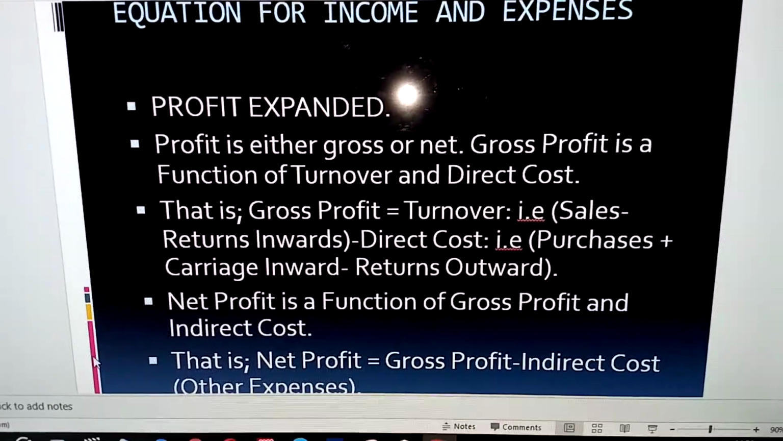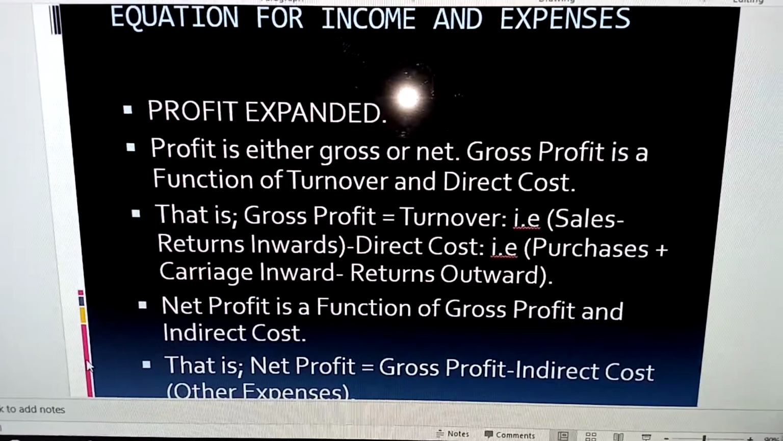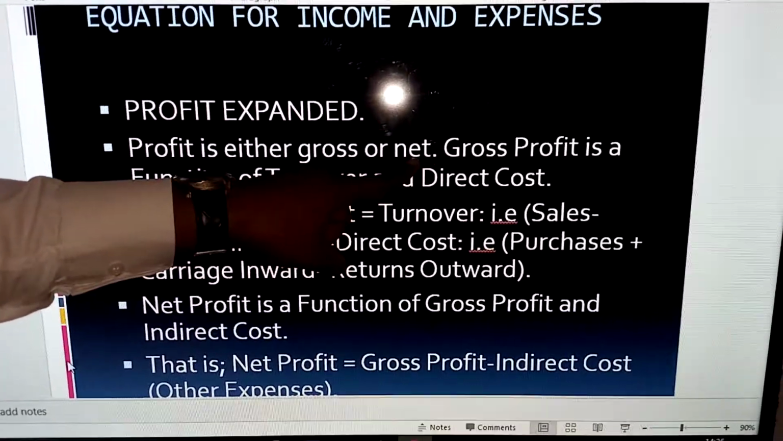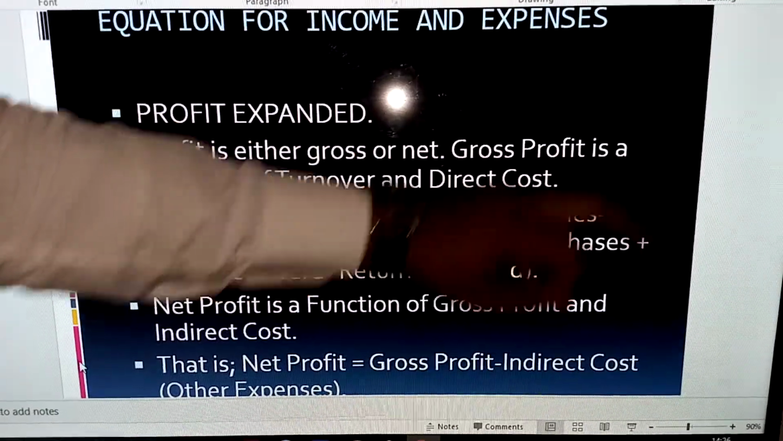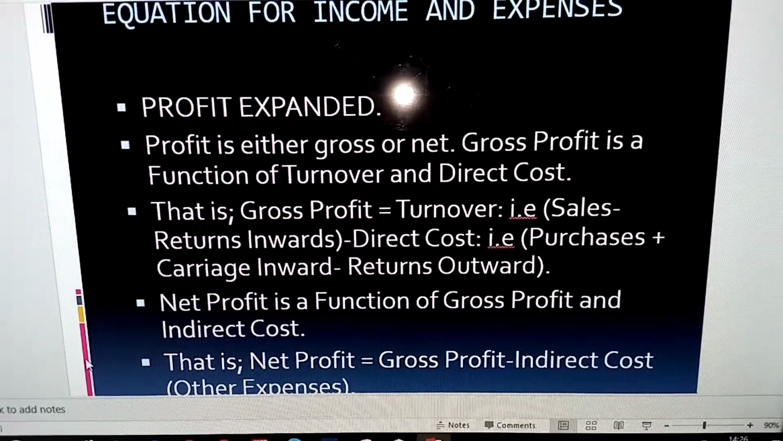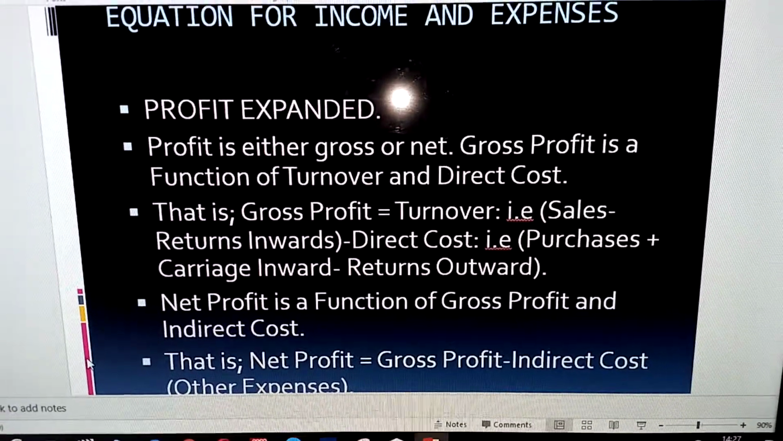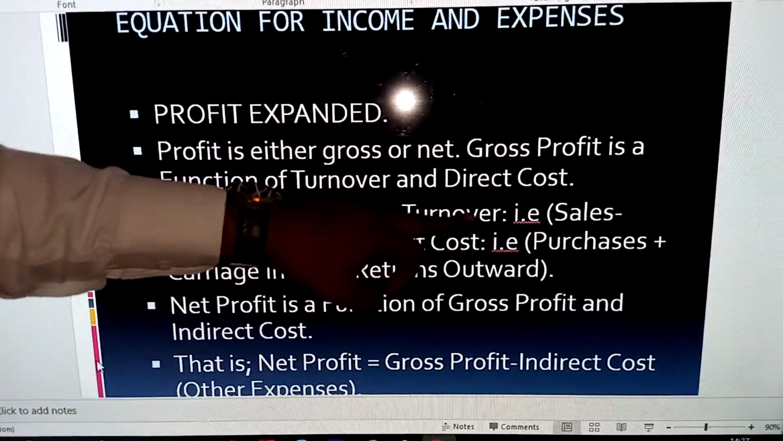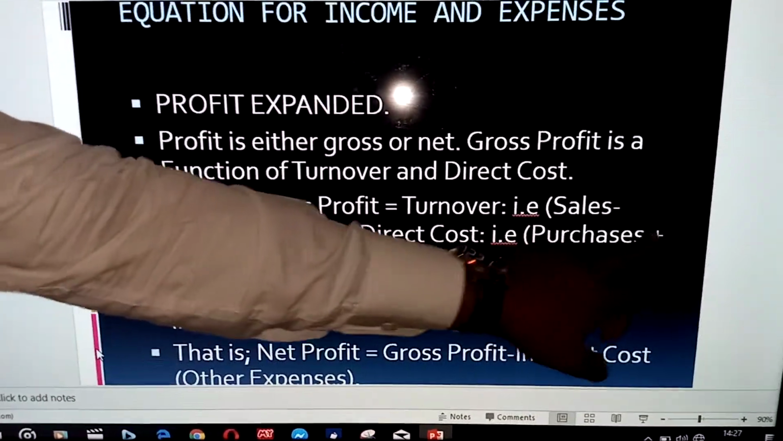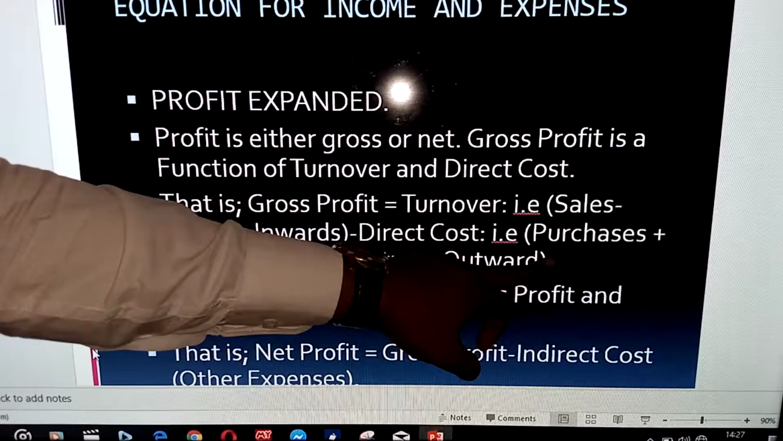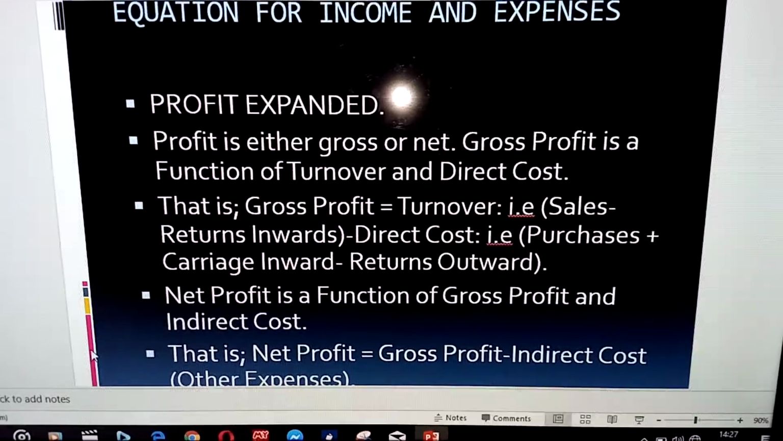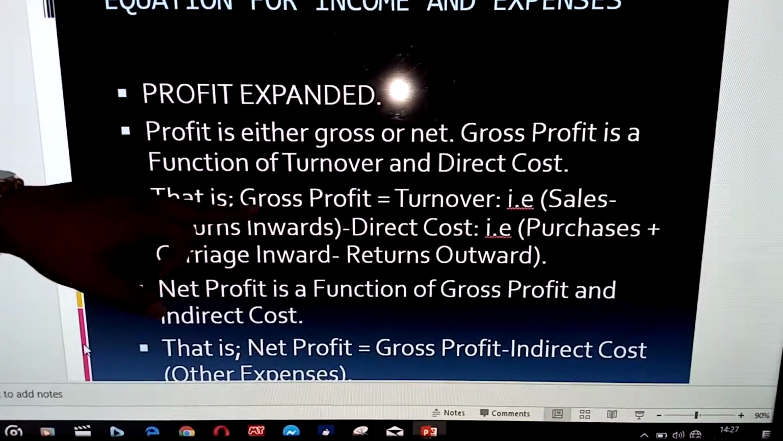Now, the profit can also be expanded. We can expand our profit to either gross profit or net profit. Now, your gross profit is a function of your turnover and direct cost. So it means that the turnover minus the direct cost is your gross profit. What's your turnover expanded? Sales minus returns inward. What's your direct cost expanded? Purchases plus carriage inward minus returns outward. So your expanded turnover minus your expanded direct cost is what we call gross profit.